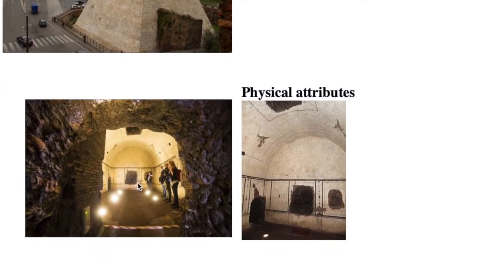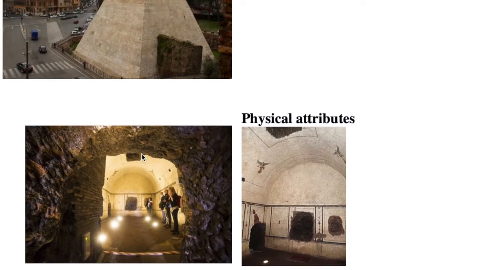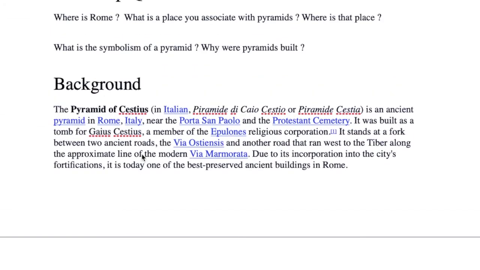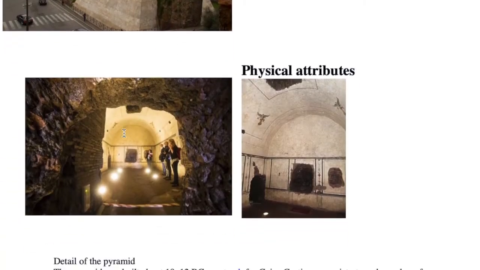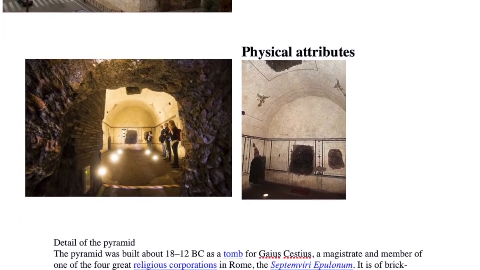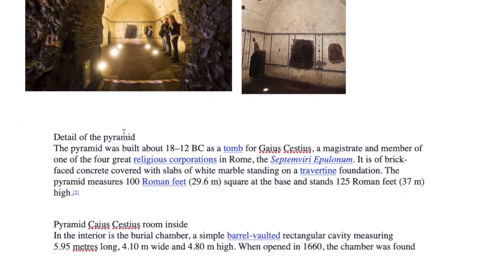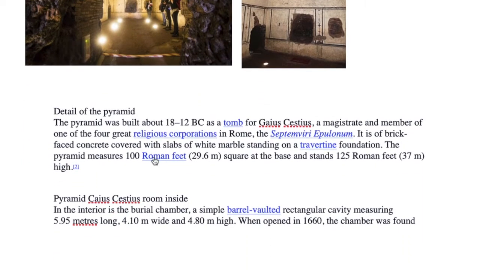And this is the actual inner space of it. This is a tomb, actually. They actually put the magistrate in here. He was a very important person. He was Gaius Cestius. And he obviously had a couple of bucks, and they built this amazing pyramid to him. This pyramid was 100 Roman feet at the base and 125 Roman feet high.